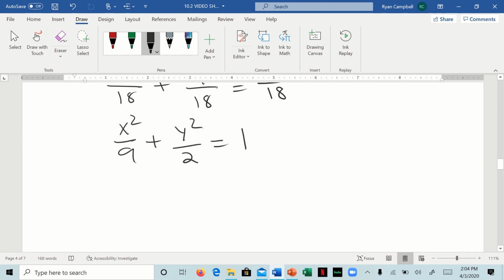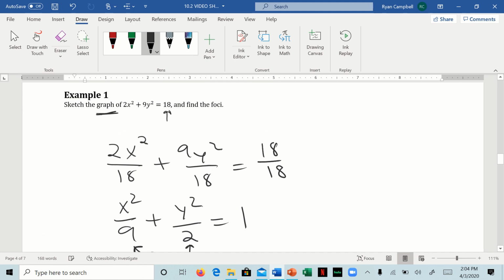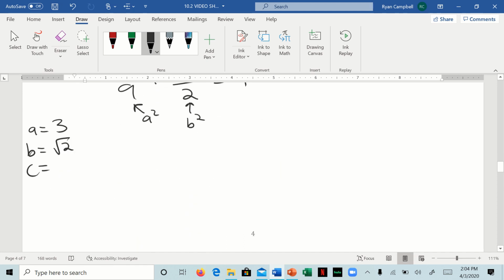So we need to know what a is, we need to know what b is, we need to know what c is. Out of these two, we see that this number is the bigger one, right? So then this has to be a squared. So then a, since it's positive, is going to be 3. Since 2 is a smaller number, 2 is going to be b squared. So then b is going to be the square root of 2. All right. So just to graph, if we're just graphing for now, we'll find the foci in a second.